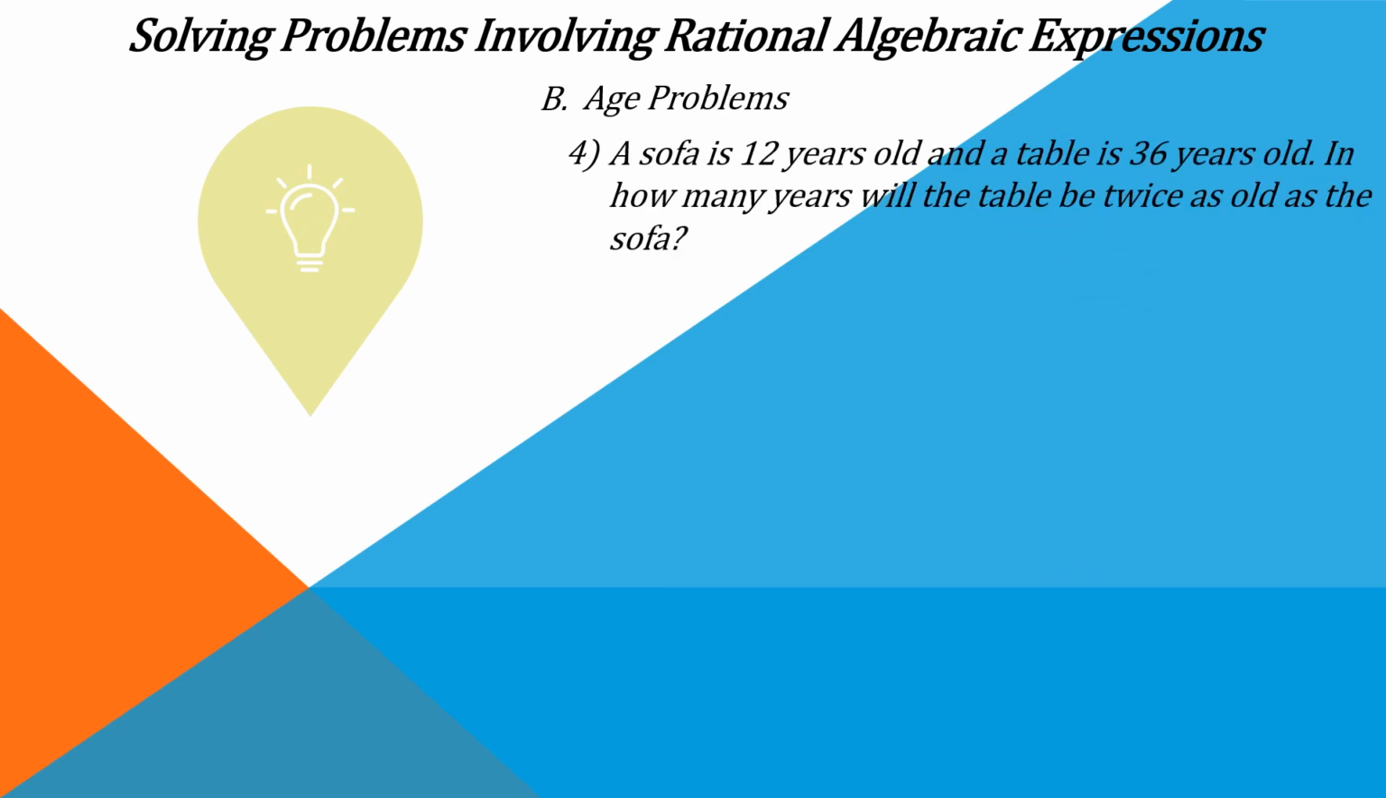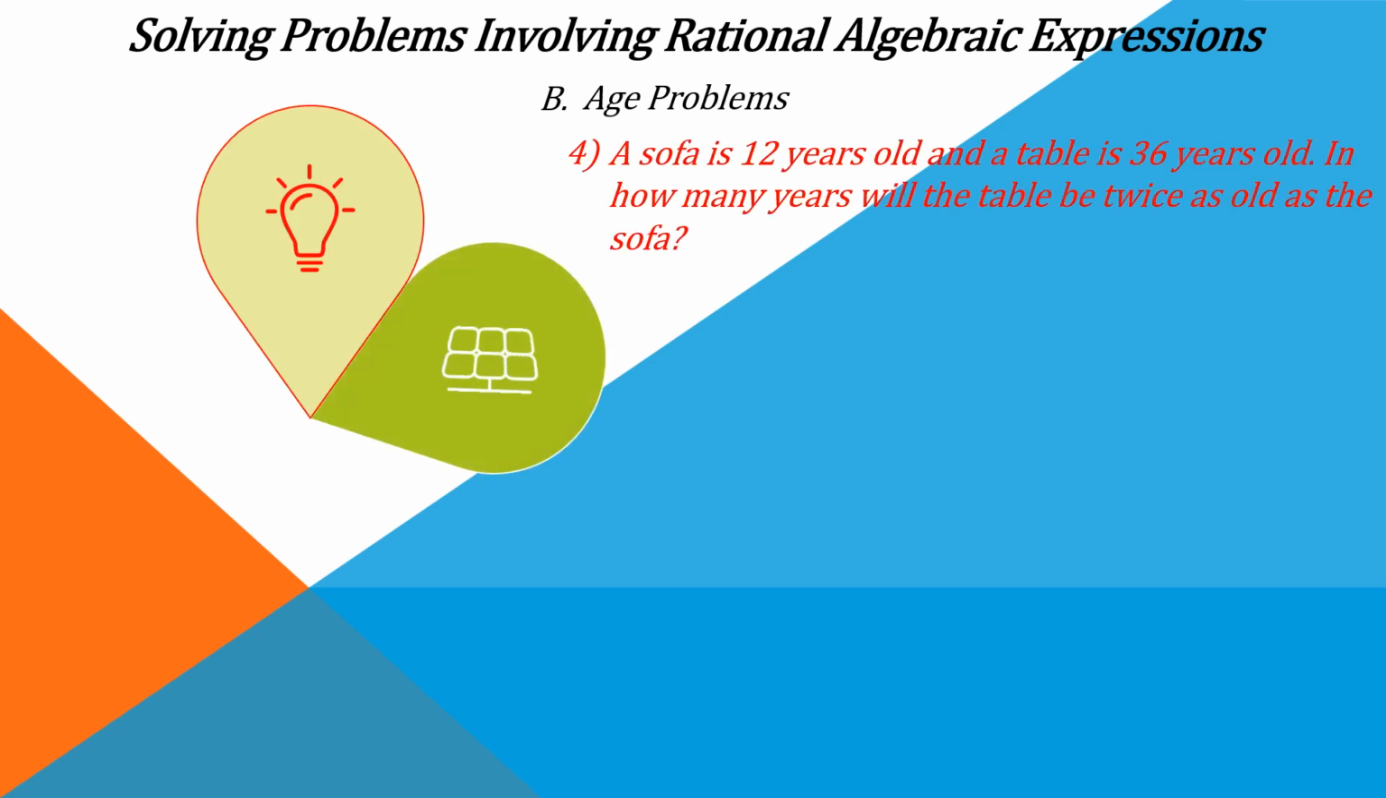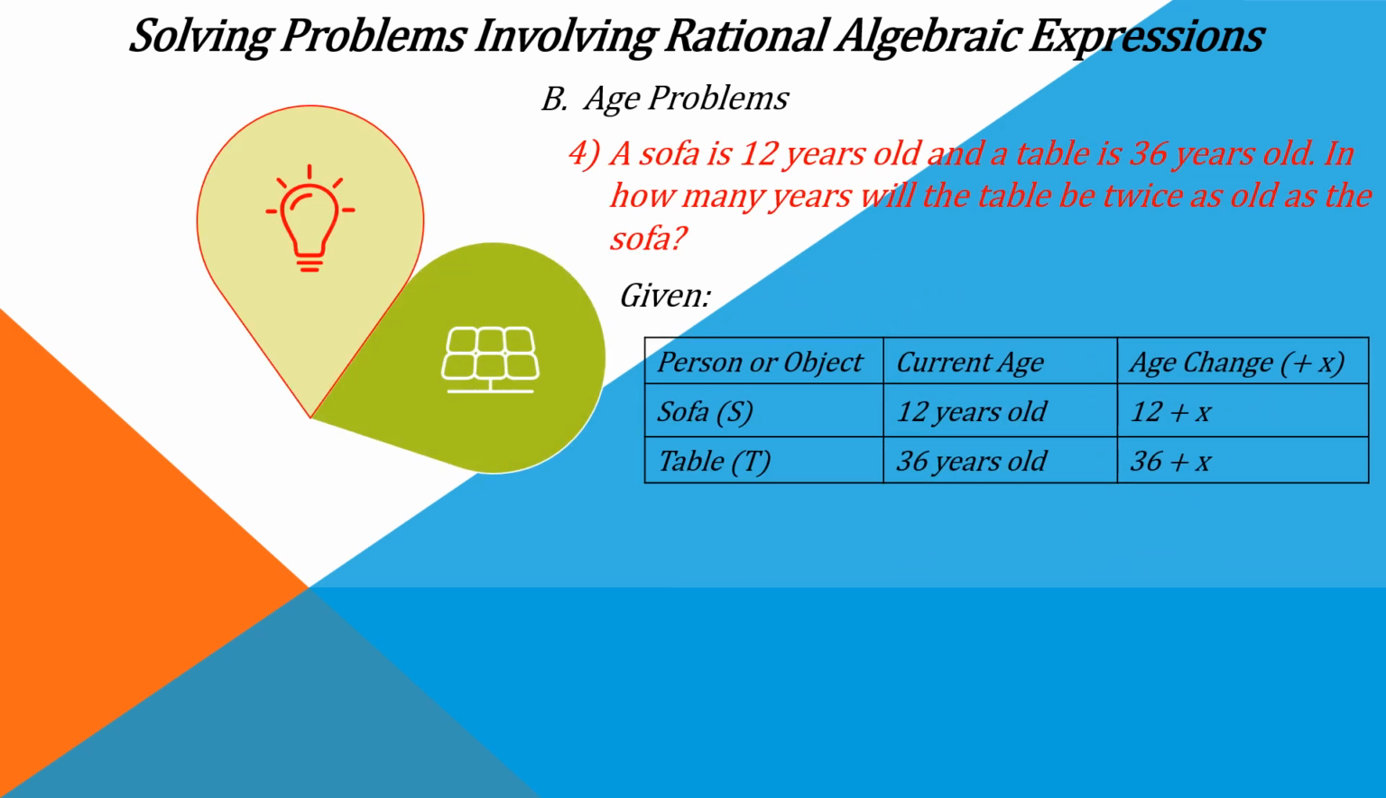Example number 4. A sofa is 12 years old and a table is 36 years old. In how many years will the table be twice as old as the sofa? So again, this is a comparison of the age of two objects, sofa and table. But the condition is that the table will be twice as old as the sofa in how many years? Therefore, we are asking how many years it will take so that the table's age will be twice as old as the sofa.